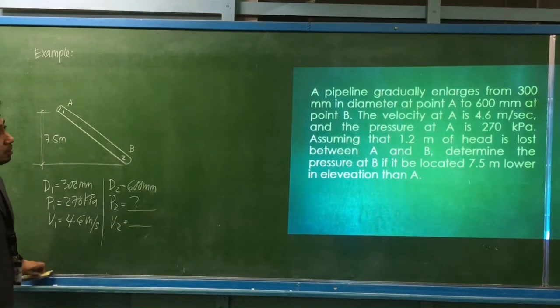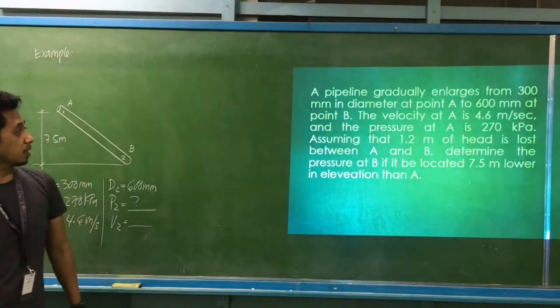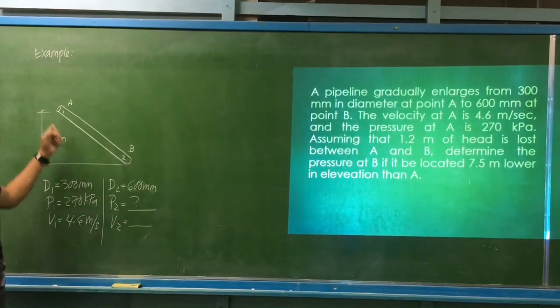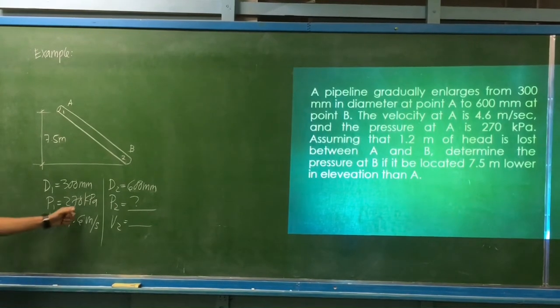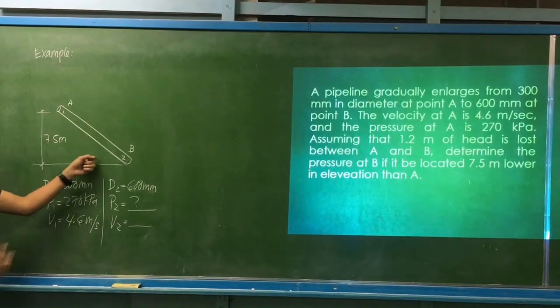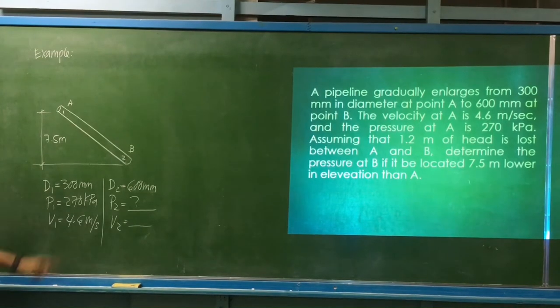A pipeline gradually enlarges from 300 millimeters in diameter at point A to 600 millimeters at point B. The velocity at A is given as 4.6 meters per second, and the pressure at A is given as 270 kilopascals. Assuming that 1.2 meters of head is lost between A and B, or let's label them as 1 and 2, determine the pressure at B if it is 7.5 meters lower in elevation than A.